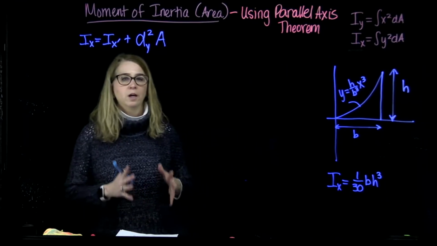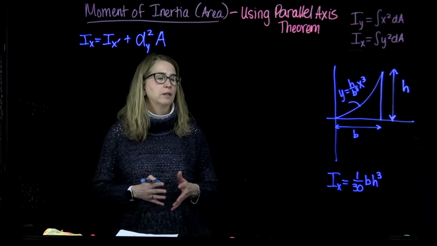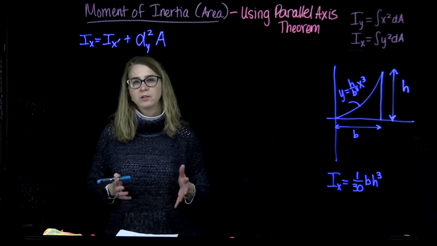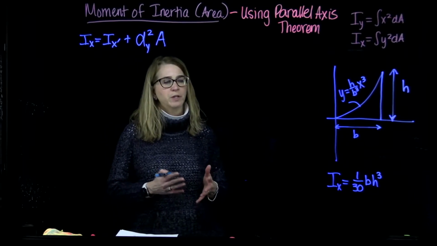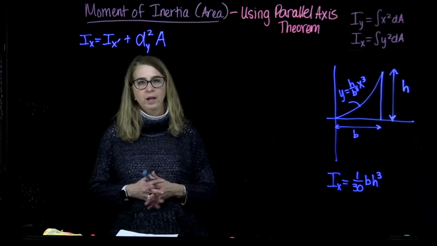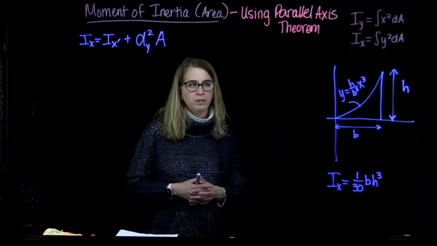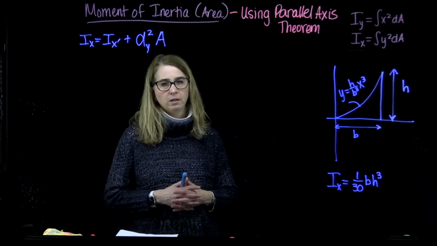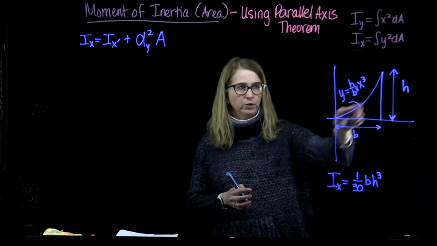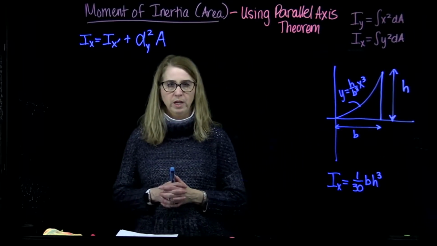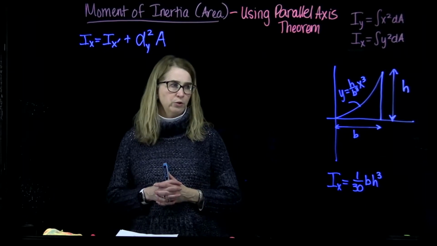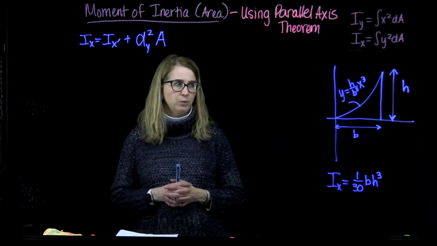So I want to do this problem again that I did in the previous video, and that is finding the moment of inertia about the x-axis for this area, the area bounded by the x-axis, the line x equals b, and this curve of y equals h over b cubed x cubed. All right, that's what we want to find.